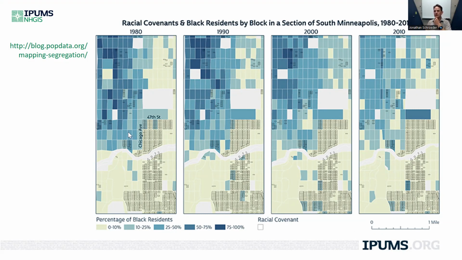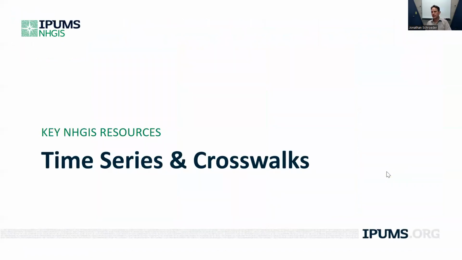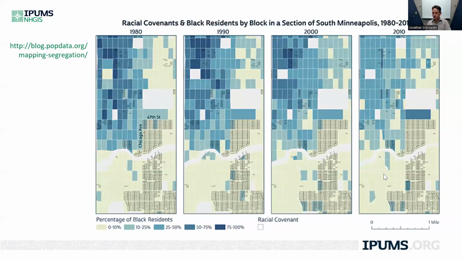And you can see in this area that there are apparently some lingering effects to where there were racial covenants on specific properties in this area of South Minneapolis, and where the Black population lives even through today. They tend not to have moved into these areas that had racial covenants, which is very concerning, and something that a lot of researchers are digging into more.